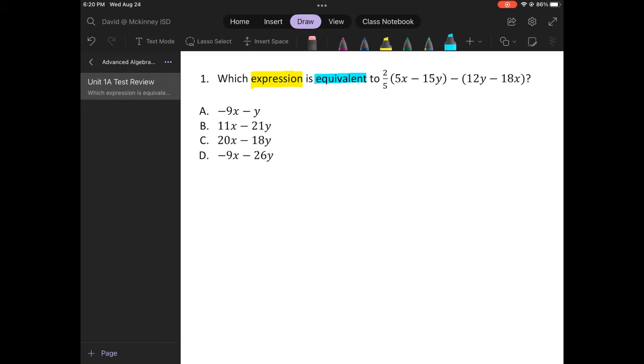The second word that we need to highlight is equivalent. That means that this expression is going to be the same as one of the expressions below it once we simplify the entire thing.